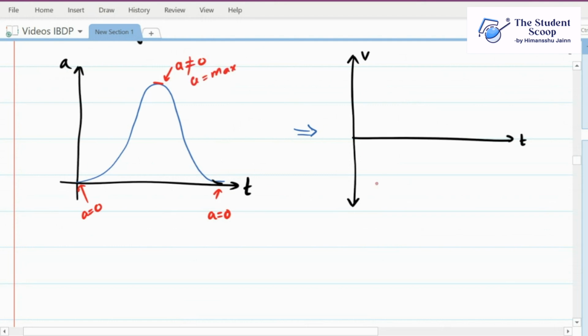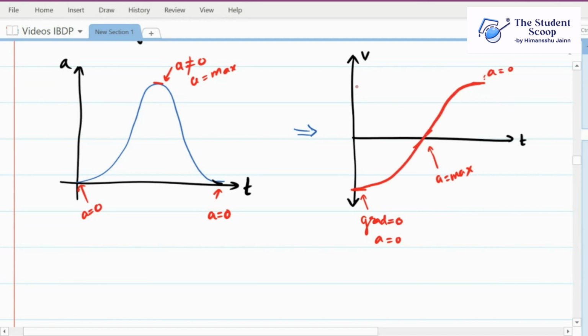Okay. So what should happen with the curve? The curve here should start with zero acceleration, zero gradient. The gradient is zero, which means acceleration is zero, and it should have a maximum gradient here. Then it will continue as a smooth curve, and it will have zero acceleration again at the end. Since this is a curve, it will go something like this.